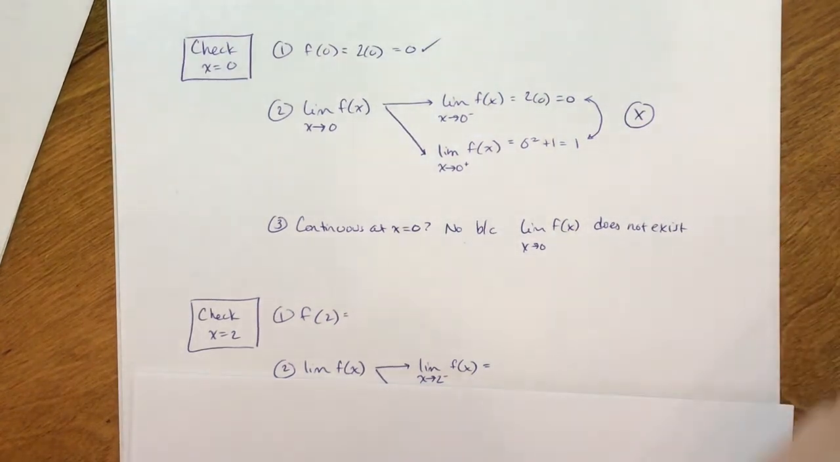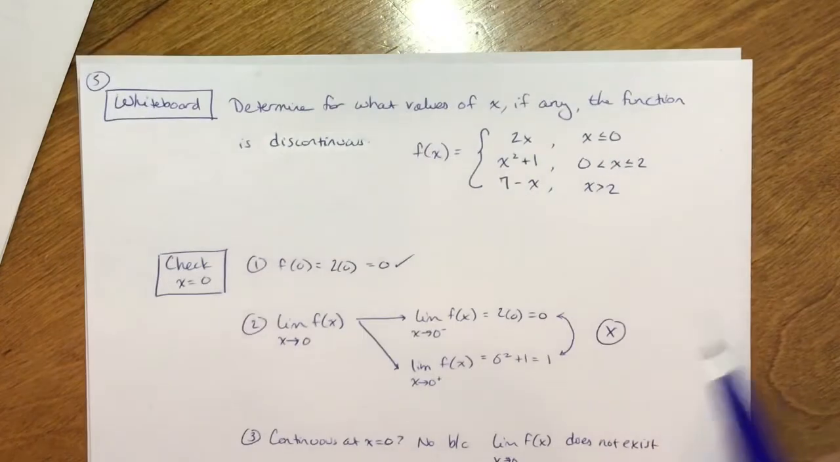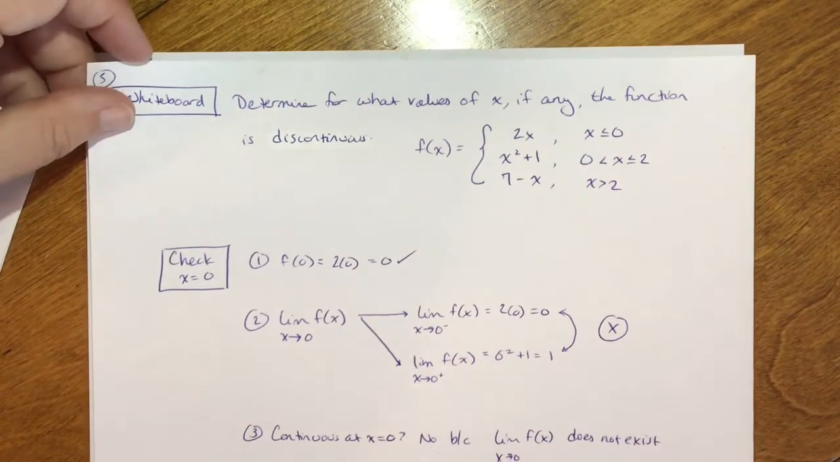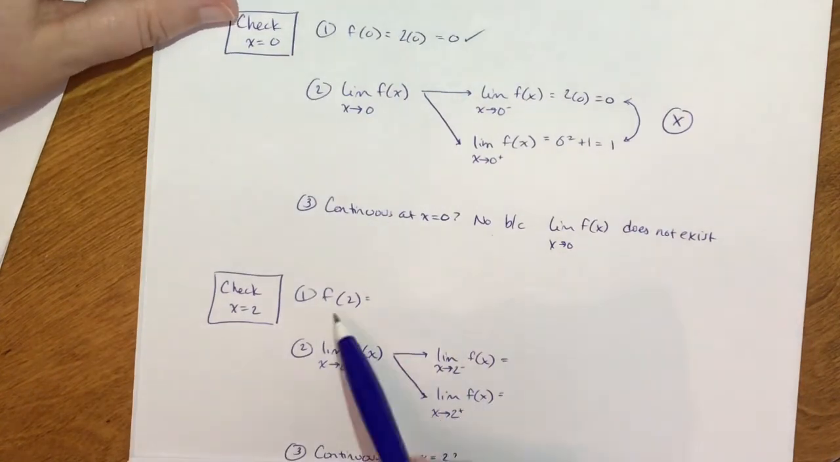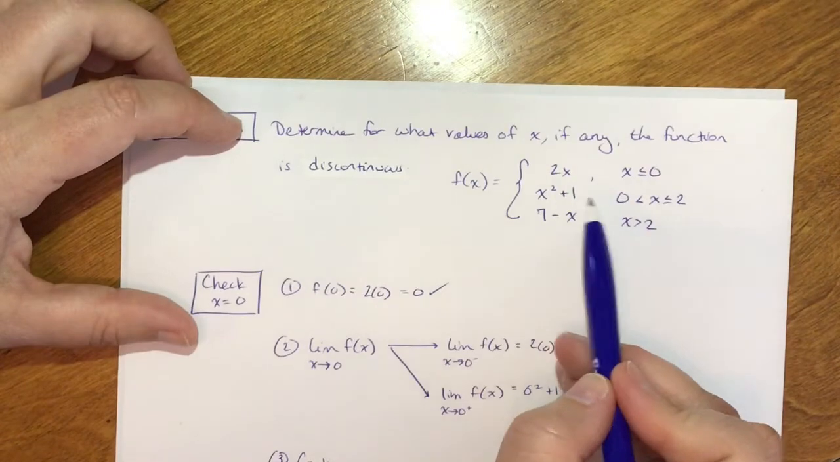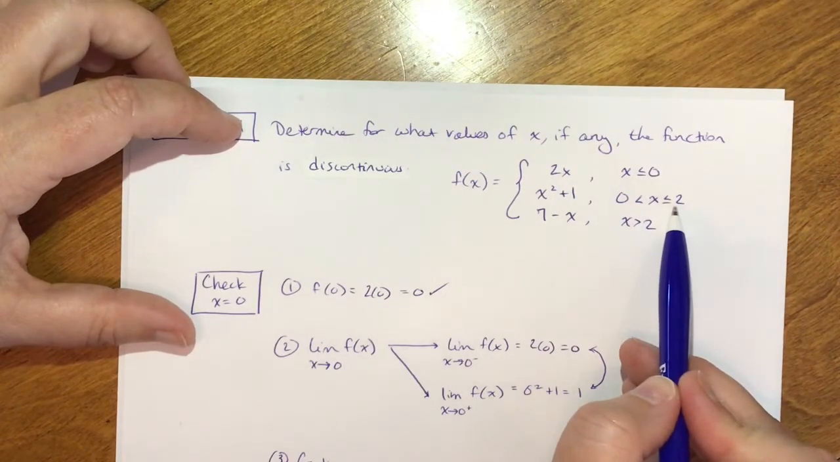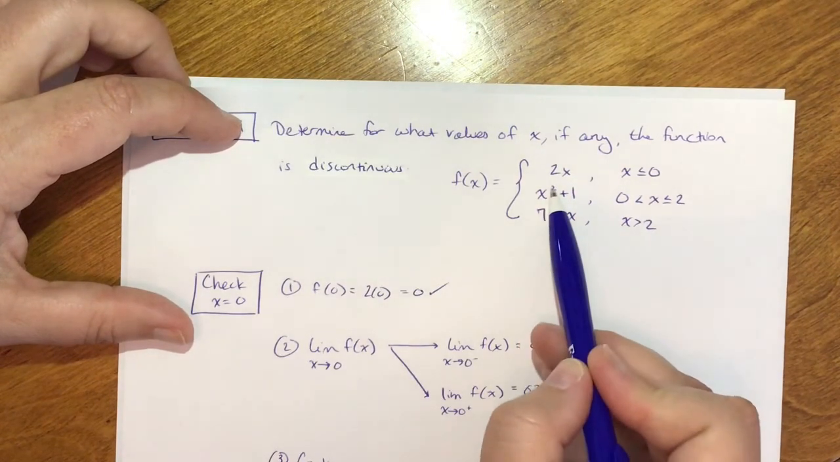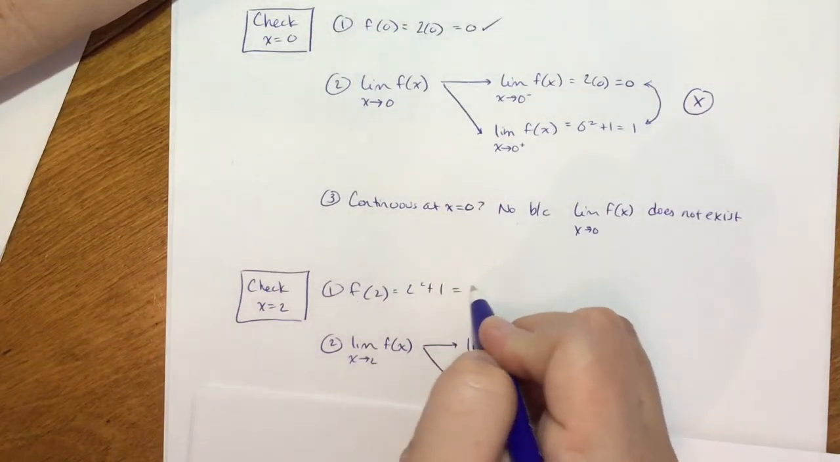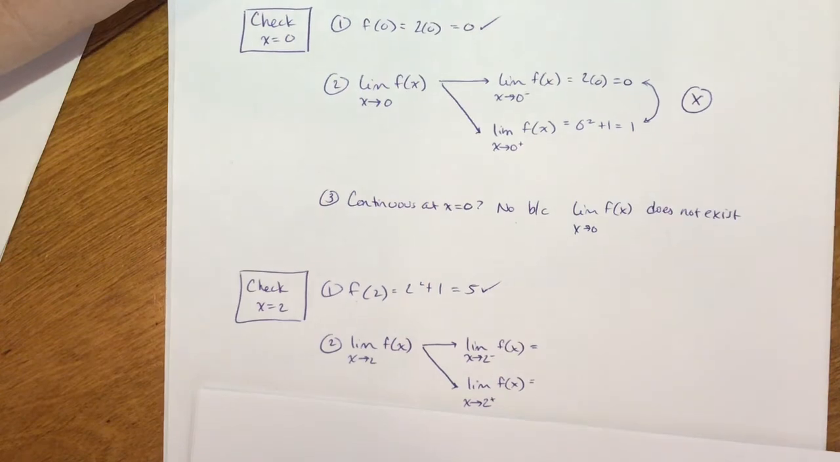All right, so the other place you saw that there might be a problem was x equals 2, where you jump from one piece to another. So I have to do the 3-point check there as well. So let's find the value at x equals 2. At x equals 2, I'm on this piece right here. So I'm plugging in 2 squared plus 1. 2 squared plus 1 gives me 5. So the function exists at x equals 2.